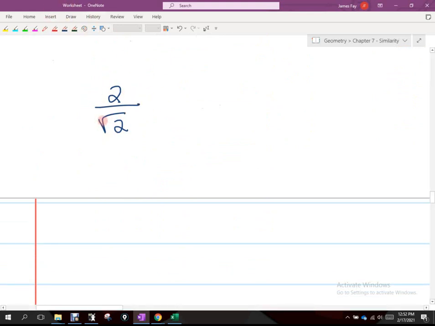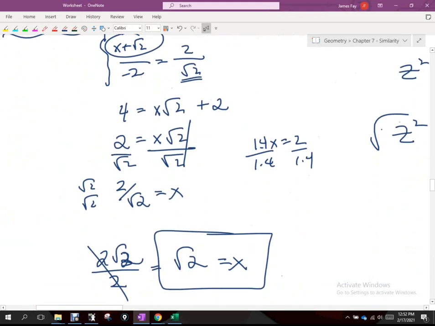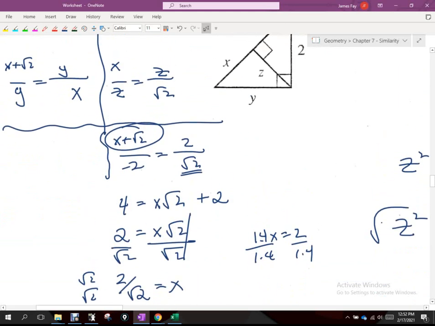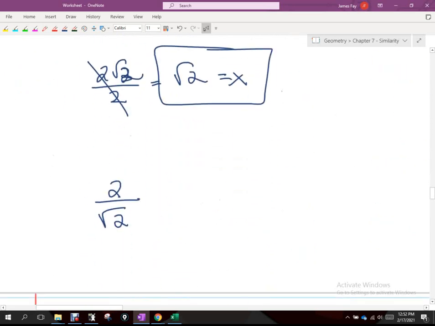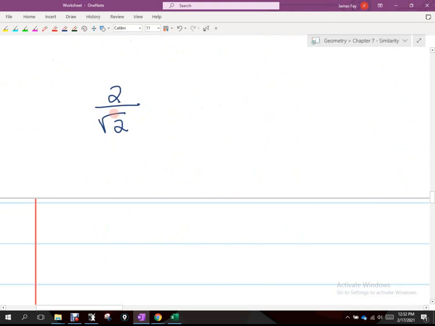But we don't like it just, and the reason for this is because of future algebra that we might do. And we can see it here in this problem. So this is the x value that we found. If I plug that x value in right here, it makes this problem up here a lot more difficult to find z. But if I simplify this, and the simplification process is to get rid of this radical in the bottom.